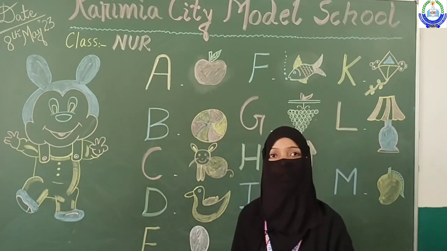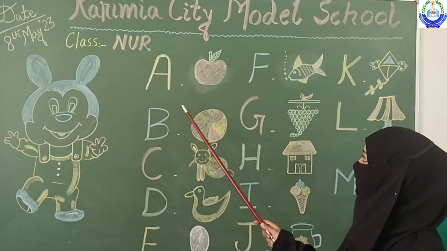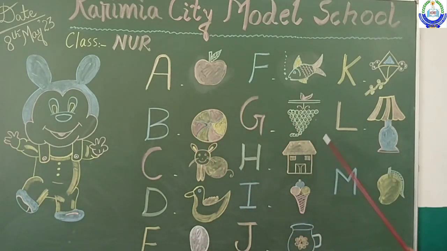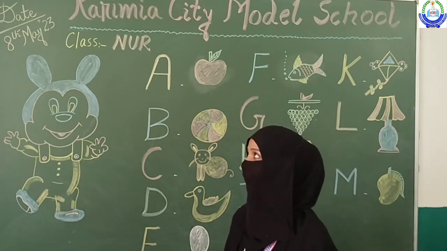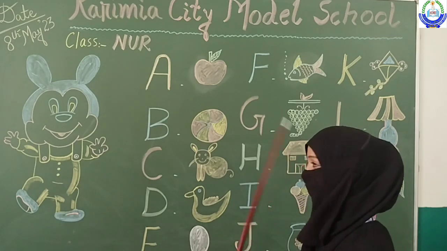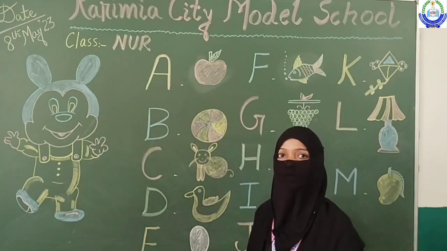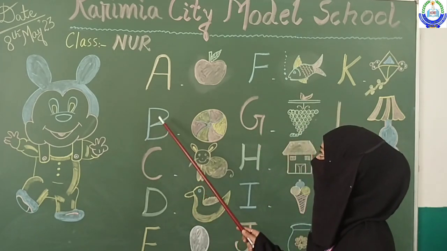Now, students, you can see here is the board on which alphabets are written. These all are alphabets. Okay. Today we are going to learn alphabets from A to M. This has already been taught in class, so let's take a quick view of it.